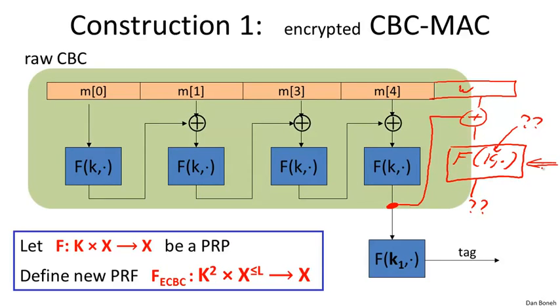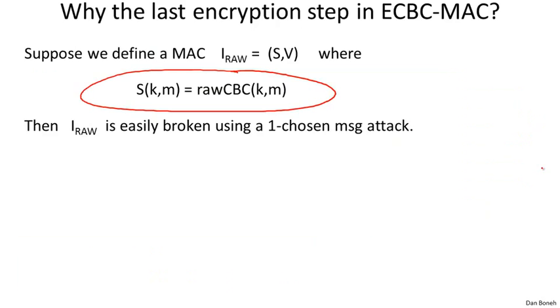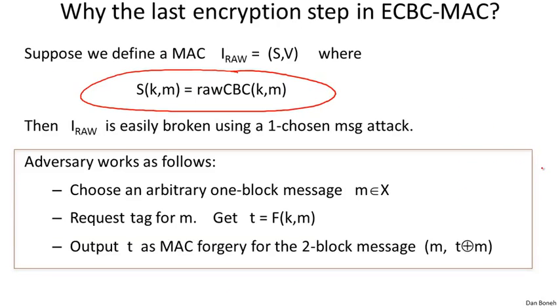Okay, so our goal is to show that raw CBC is insecure. So let's look at a particular attack. In the attack, the adversary is going to start by requesting the tag on a particular message M. That's a one block message. So what does it mean to apply CBC to a one block message? Well, basically all you do is you just apply the function F directly. So what you get is the tag, which is just the application of F directly to the one block message M. Good. So now the adversary has this value t.